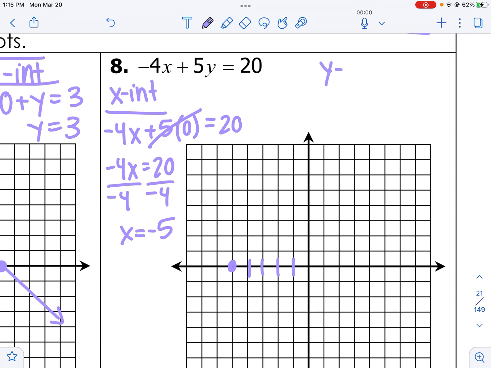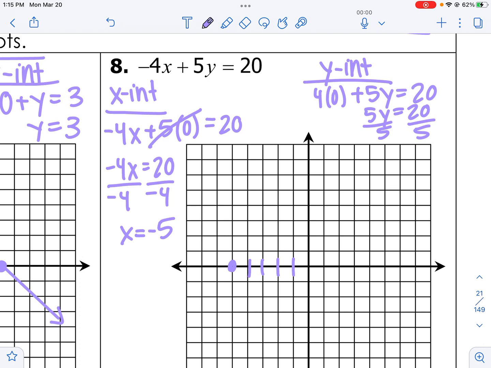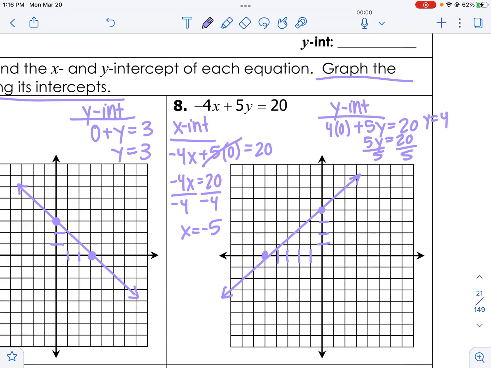For the y-intercept, you are substituting 0 for x. So 4 times 0 plus 5y equals 20. 5y equals 20. Divide both sides by 5. Y equals 4. 1, 2, 3, 4. And then we're just going to draw a line through those 2 points. A little bit crooked and off, but you get the idea.